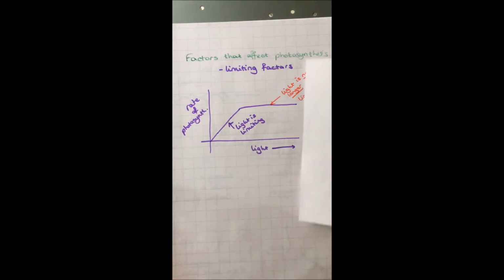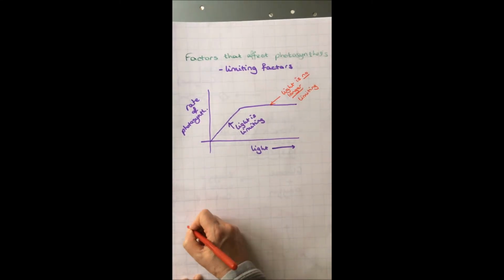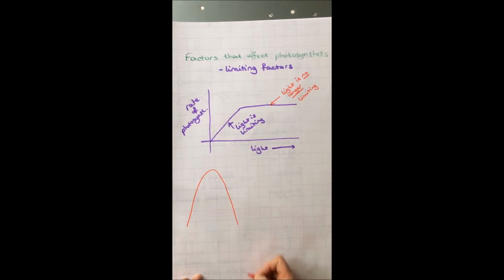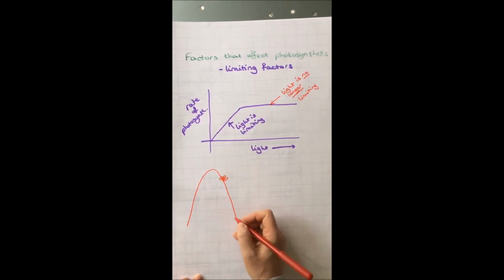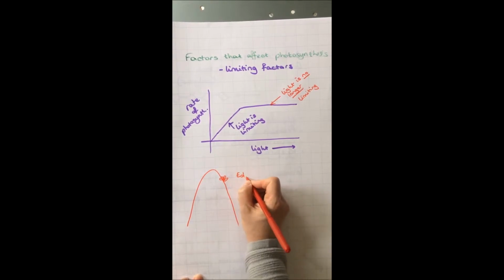Okay, so let's have a look at how that works in reality. If you went on a mountain, and you looked at the top of a mountain, you would find plants such as Edelweiss.